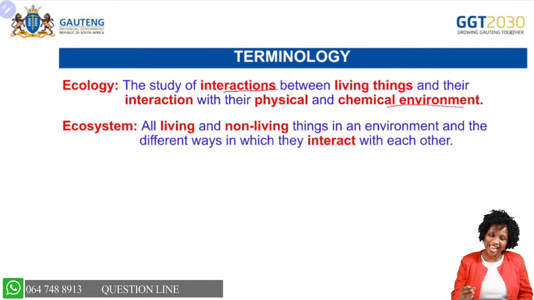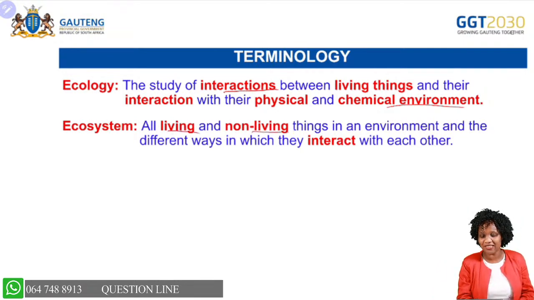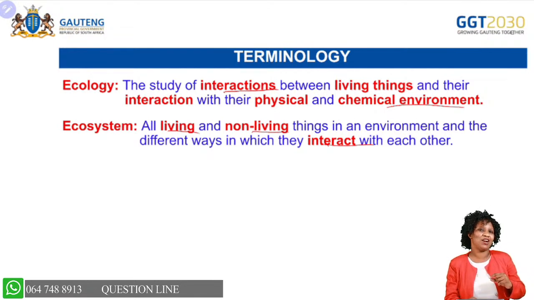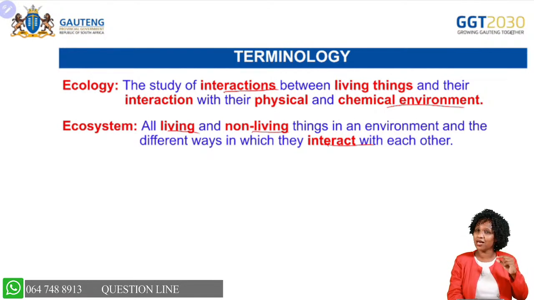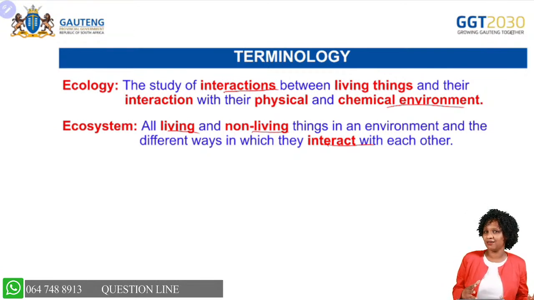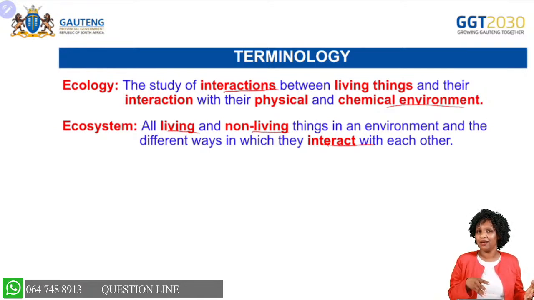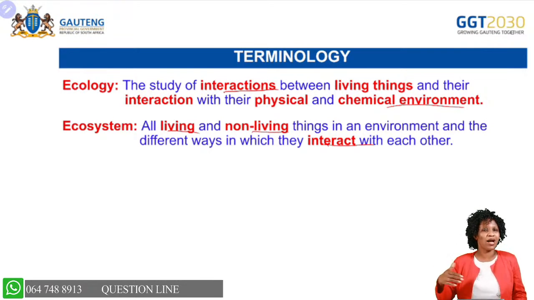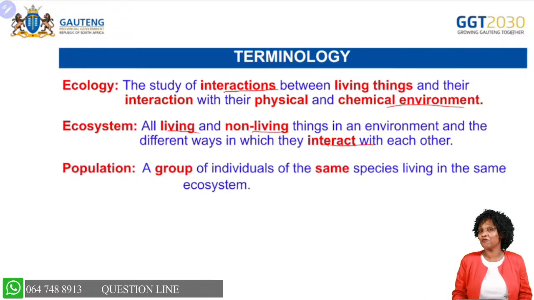Then we've got what? Ecosystem. Here we're looking at the living and the non-living things in an environment and the different ways in which they interact with each other. All right. We want to see how they interact. For example, if you've got grass, then the grasshopper is going to eat grass. Okay. And then what will happen? The other animals will be feeding on other animals. And then we call that a what? A food chain.